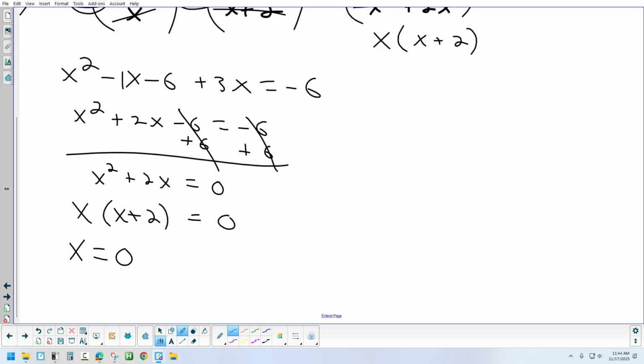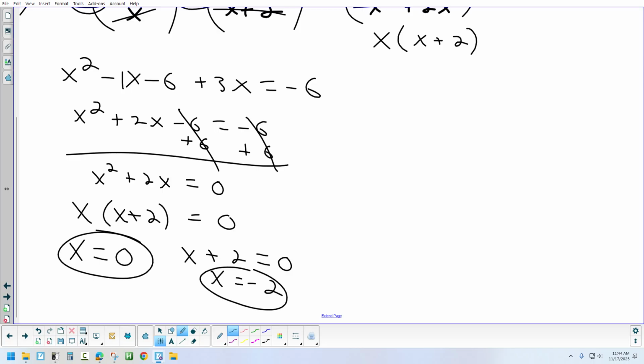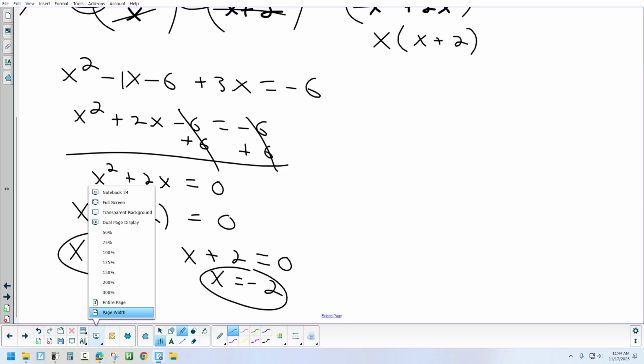Well, when you set the first factor to 0, you're done. And the second one, you only have one step. What would x come out to for the second factor? Negative 2. Okay, so we got our two answers.